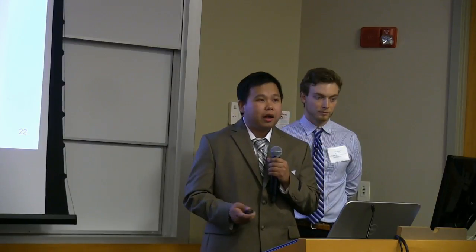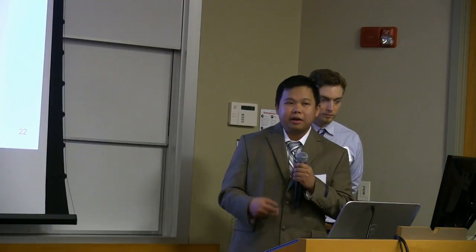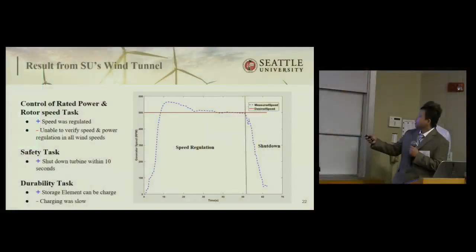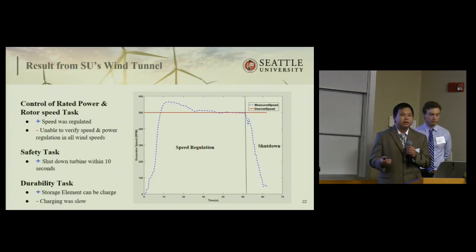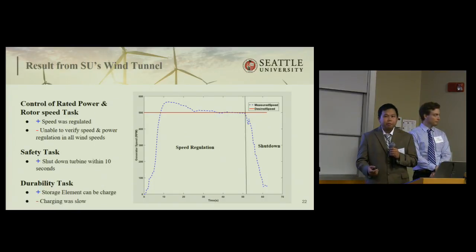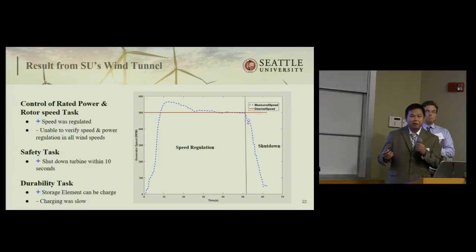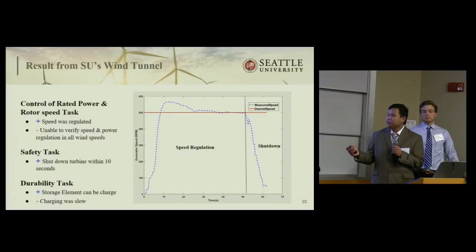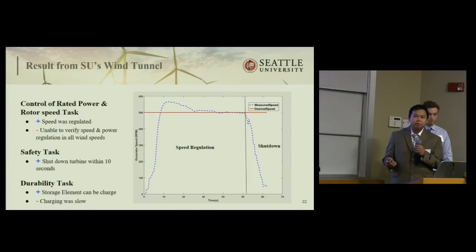However, we were able to use our wind tunnel to test our safety mechanism, the shutdown from our control. As you can see, we were able to shut down the turbine within 10 seconds under both conditions stated in the safety test. Additionally, we were also able to charge the storage elements. However, our turbine could only produce about 3 to 5 watts in our wind tunnel at the higher settings. So the charging of the storage element was very slow, which made it difficult for us to do an accurate test for the durability test.